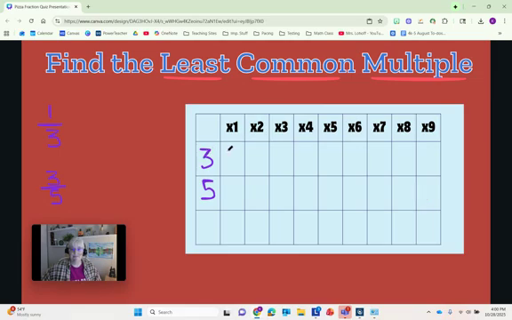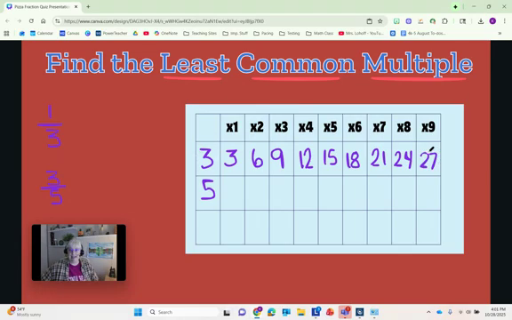So 3 times 1 is 3. 3 times 2 is 6. 3 times 3 is 9. 3 times 4 is 12. 3 times 5 is 15. 3 times 6 is 18. 3 times 7, 21. 3 times 8, 24. And 3 times 9, 27. All right, we have finished the multiplication chart for 3. Remember, this is the number here that we are looking for the multiplication facts.